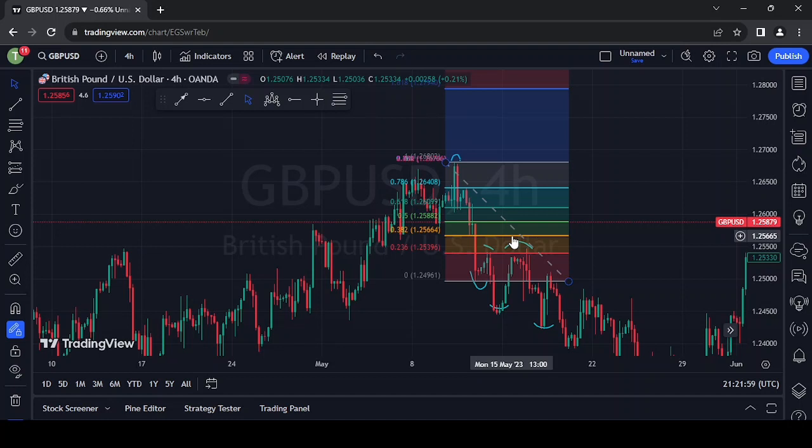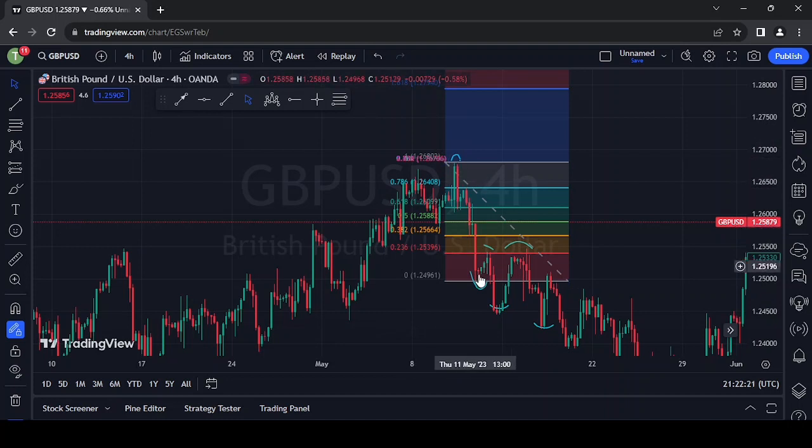You have 3 types. What are the 3 types? First, you have a strong trend. Number 2, you have a stable trend. Then number 3, you have an unstable trend. Now, the strong trend will only pull back after the impulsive move.